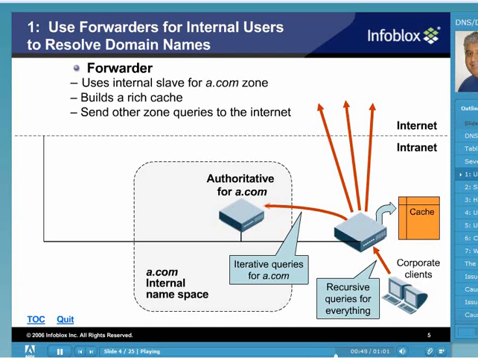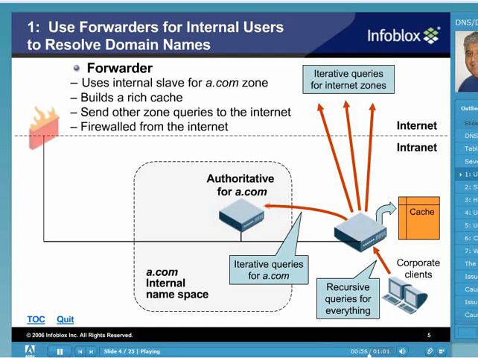Configuring a named server to be a forwarder could not be simpler. You do nothing on the forwarder itself. All configuration happens on the authoritative named server for the main zone.